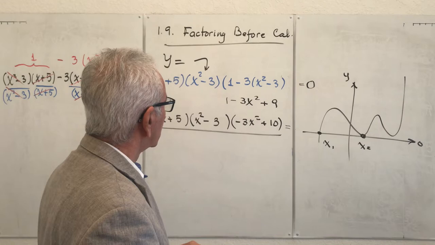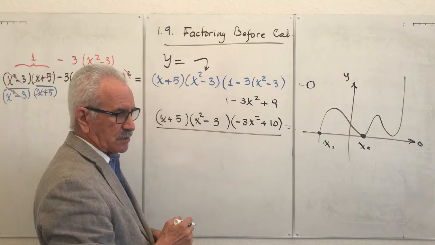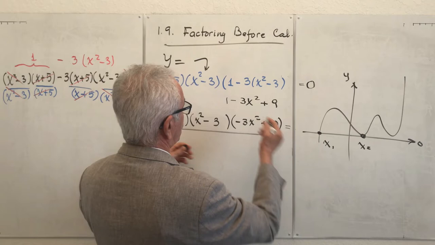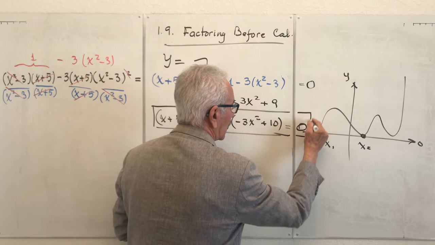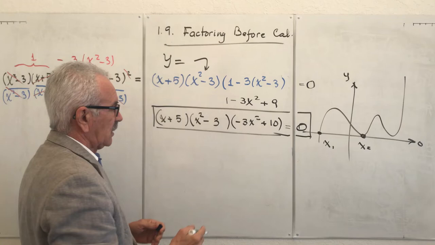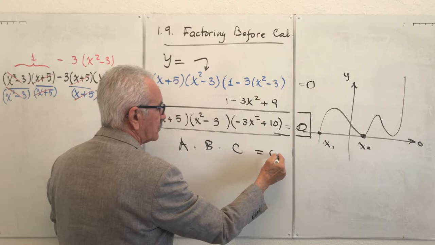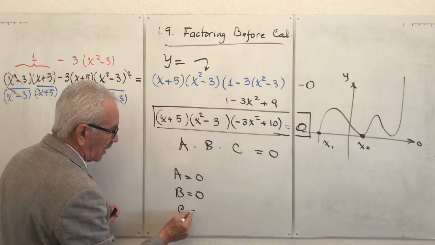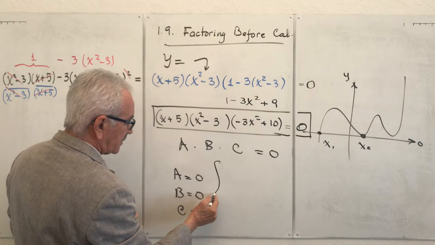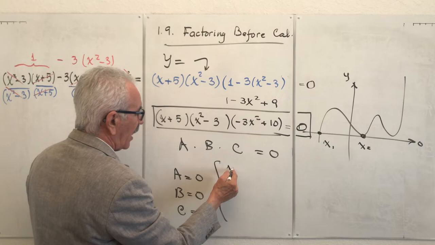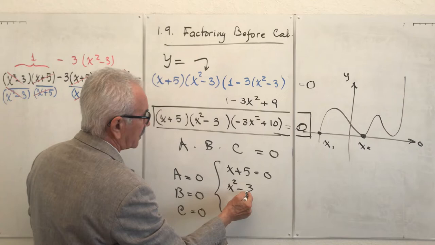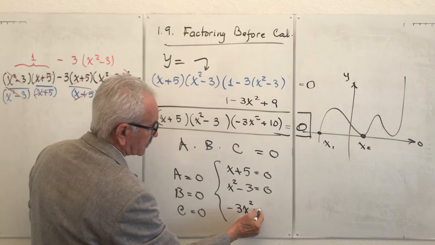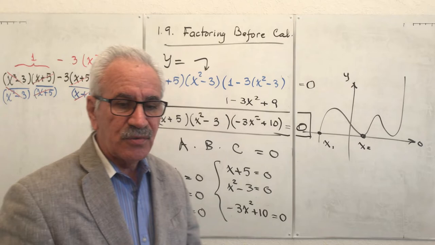So, in calculus, for example, you are looking for the solutions or for the derivative or for the integrals. If you are looking for the solutions equals to zero, this is the only way you can apply the zero product rule. So zero product rule, three elements, A, B, C equals to zero. It can be equal to zero when A is zero, or B is zero, or C is zero. Zero times anything is zero. So based on this rule, you can write x plus 5 equals 0, x squared minus 3 equals 0, minus 3x squared plus 10 equals 0. And now you solve these three equations and you get the result you were looking for.